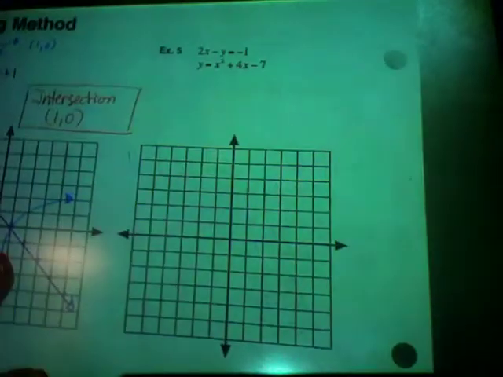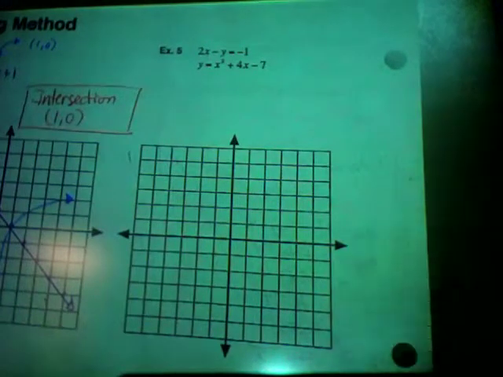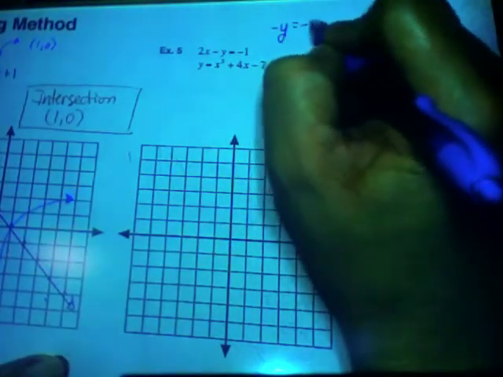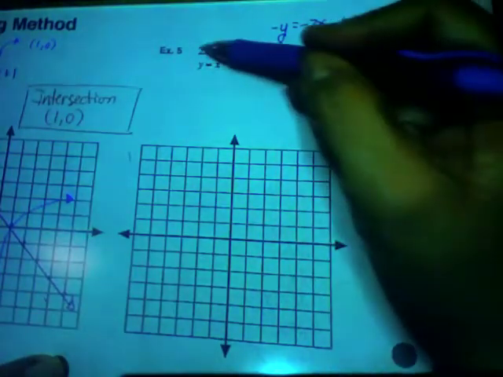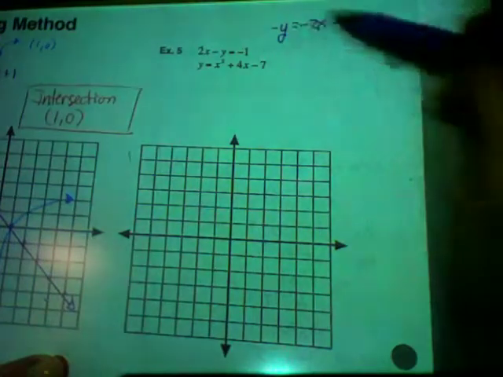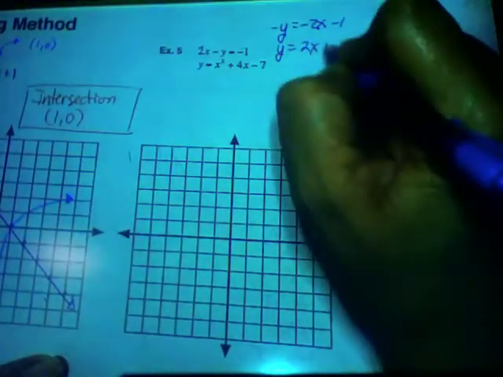Then, example 5, we have a quadratic, which is a parabola, and a linear. So let's start with the linear. It's always easier. So we're going to solve this for y. That's my first goal. So negative y is equal to negative 2x minus 1. All I did was subtract 2x from both sides. Then I want to get the y by itself, so multiply everything by negative 1. y is equal to 2x plus 1.